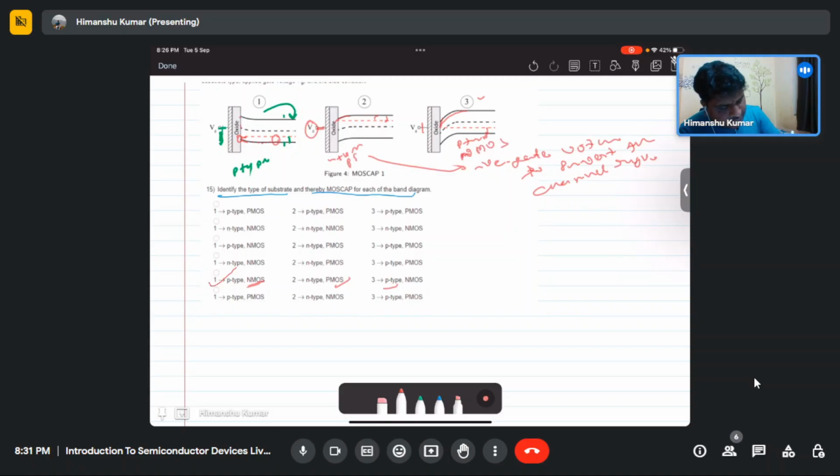So this is PMOS, this is NMOS. The correct answer will be this one. First is P type, second is N type, third is P type. First is NMOS, second is PMOS, third is NMOS.